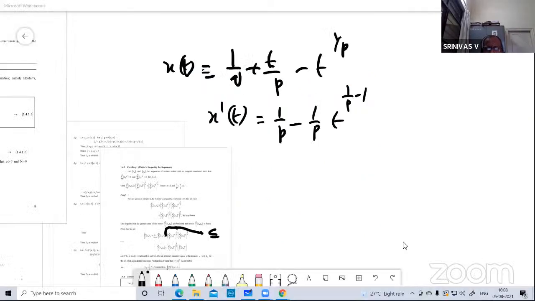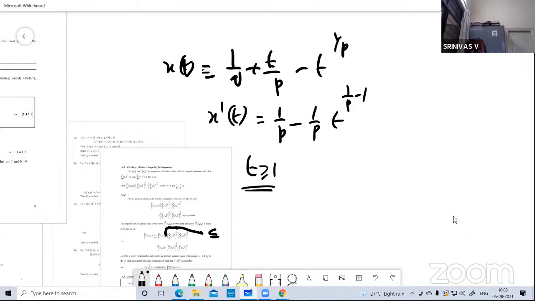Right. Now consider this for t greater than or equal to 1. Here t to any power is greater than or equal to 0, so this thing is greater than or equal to 0, and minus of this is less than or equal to 0.